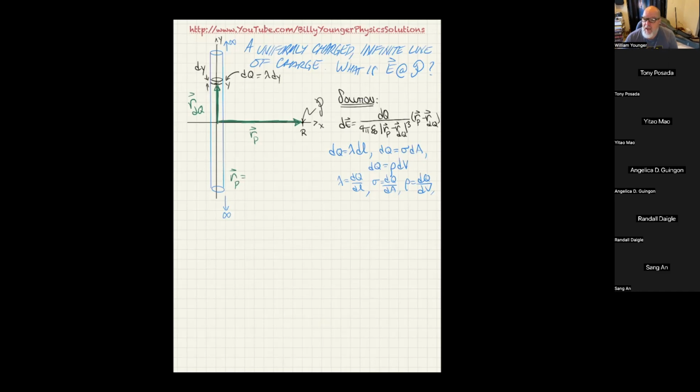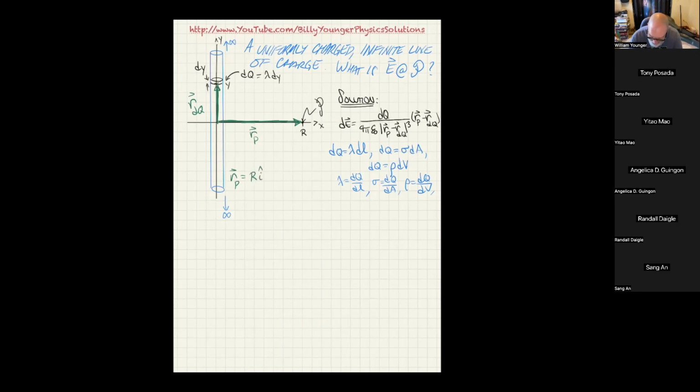Can someone tell me how long the vector rp is? The axis actually has a hash mark on it. Maybe that'll help. r i hat. Exactly. It points in the positive x direction. So we're just going to write r i hat.